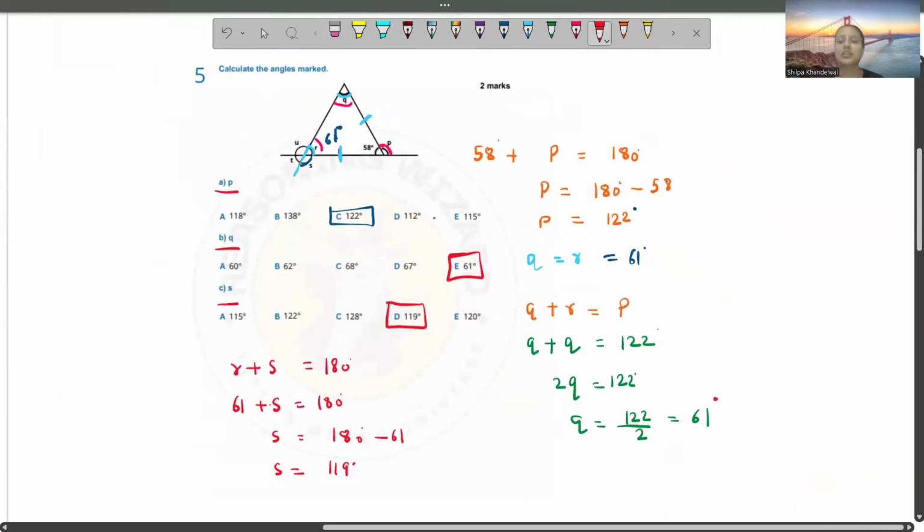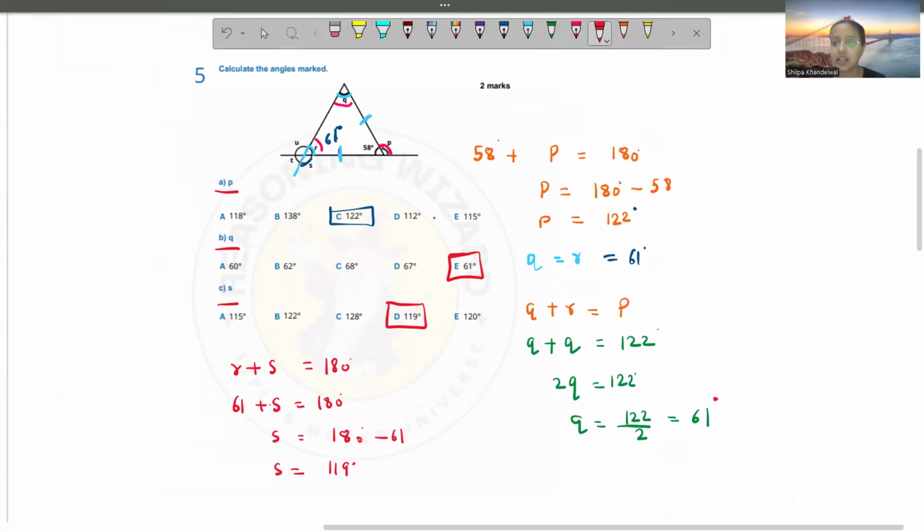So I hope this question is clear to everybody. The concepts that we use here are the exterior angle property as well as the isosceles triangle property: when two sides are equal, their opposite angles are also equal. And again, we have used the straight angle property two times here. Basically, when two angles are on a straight line, they make a straight angle, which is 180 degrees. By using these three concepts, we can easily solve this question.